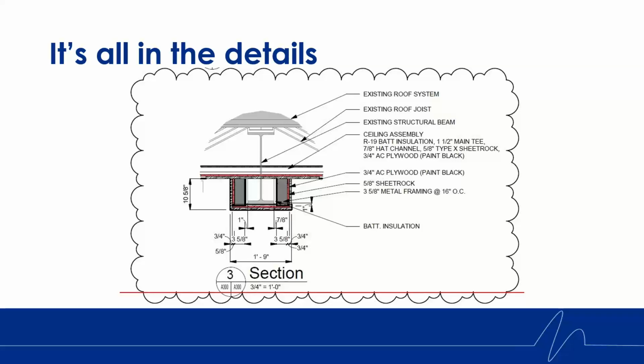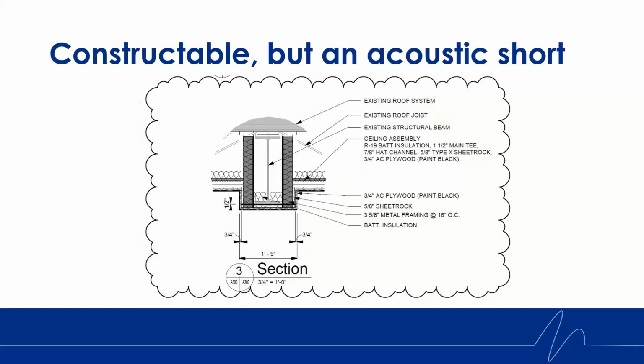This detail was provided to Kinetics for an isolated ceiling project. As noted, the ceiling assembly is shown going through an I-beam. This is an example of a detail that is not constructible. This next detail is a revision to the previous one. This detail appears to be constructible. However, remember that it is an isolated ceiling.